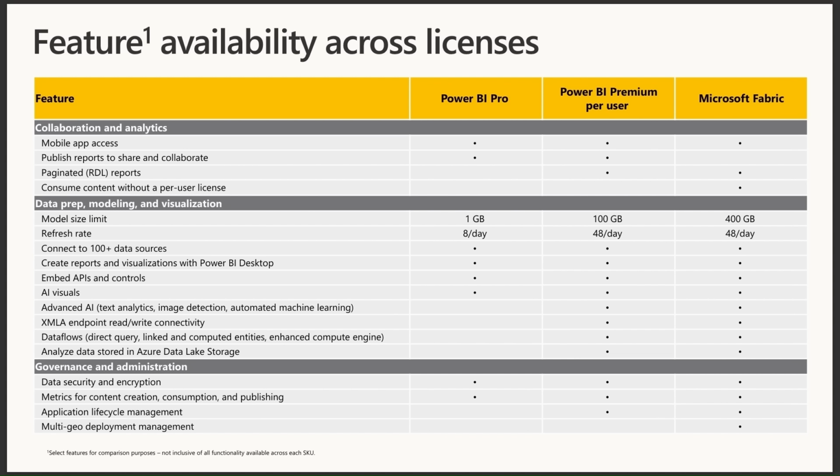Power BI Pro gives you essentials, sharing, collaboration, and up to 1 gigabyte per model with 8 refreshes daily. Premium Per User increases that to 100 gigabytes and 48 refreshes plus advanced AI. So Microsoft Fabric takes it further with even larger capacities and the ability to share reports with anyone, licensed or not.